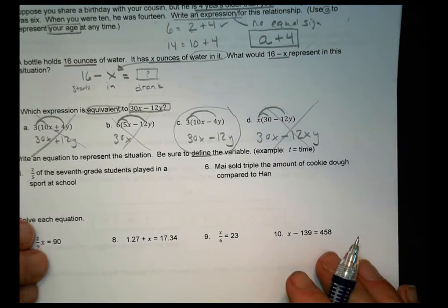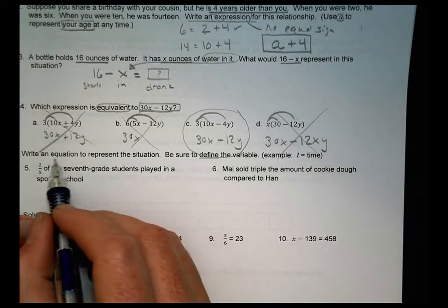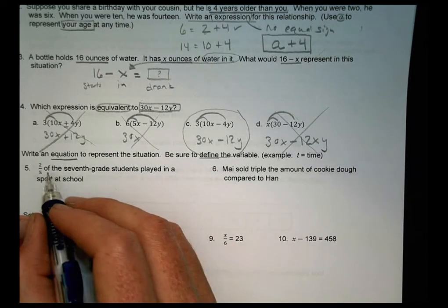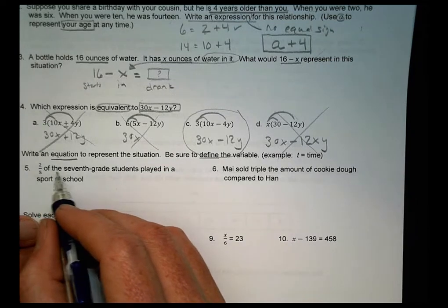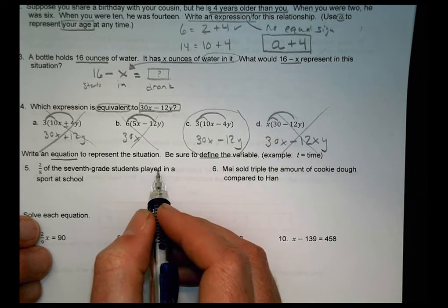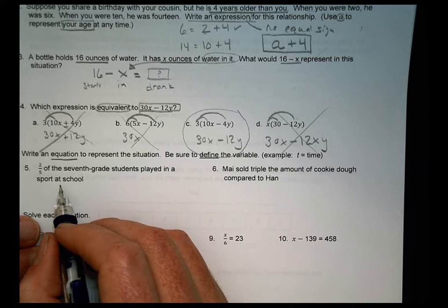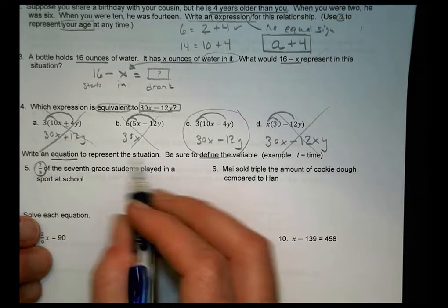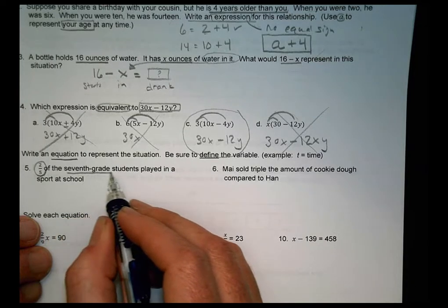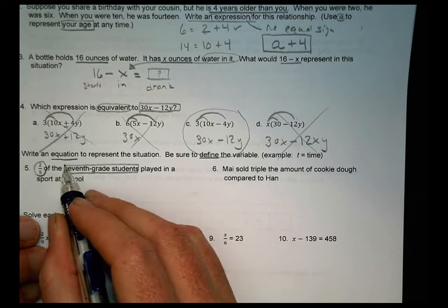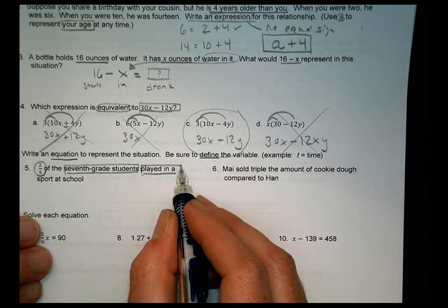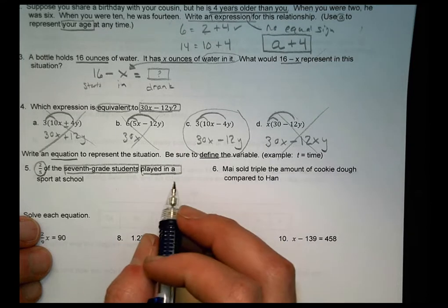All right, looking at the last couple here. Again, these are a lot of review ones from previous lessons. It says write an equation to represent the situation and define the variables. Okay, so the first one, we have 2/5 of the 7th grade students played in a sport at school. So we have a couple things here. We have 2/5, and we have the 7th grade students, and then we also have played in a sport. Those are our 3 kind of elements here.